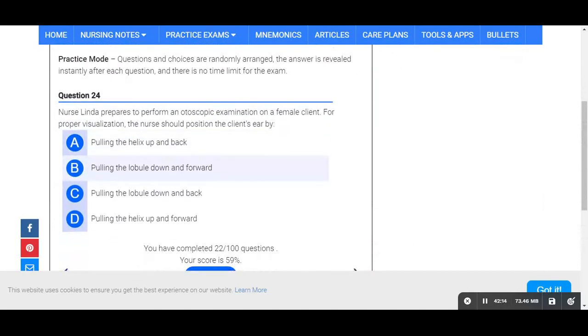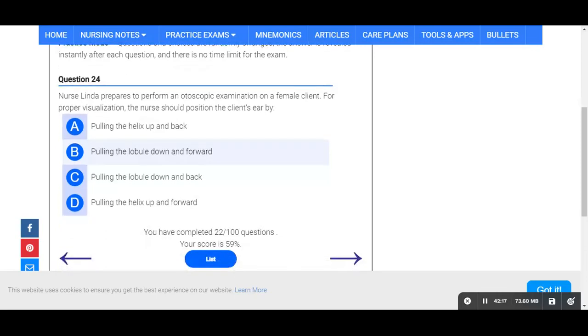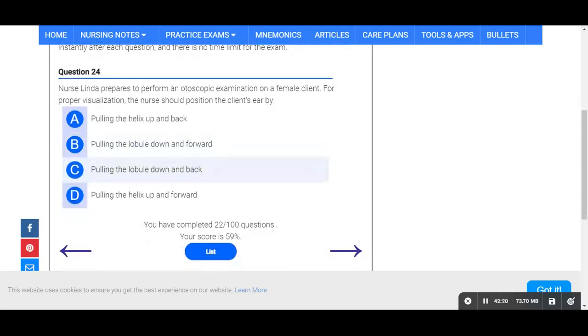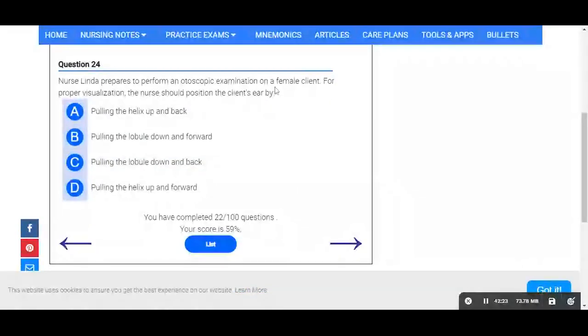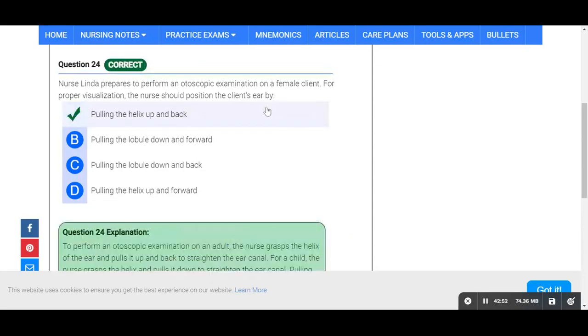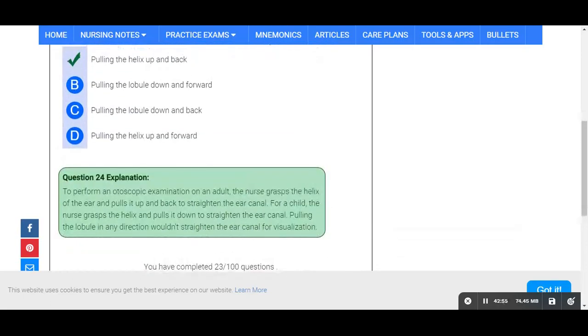Nurse Linda prepares to perform an otoscopic examination on a female client. For proper visualization, the nurse should position the client's ear by... Okay, so we're talking about... I actually remember this. This is different for a child and an adult. It's quite the opposite. So we're talking about the adult. Yeah, pulling the helix up and back.